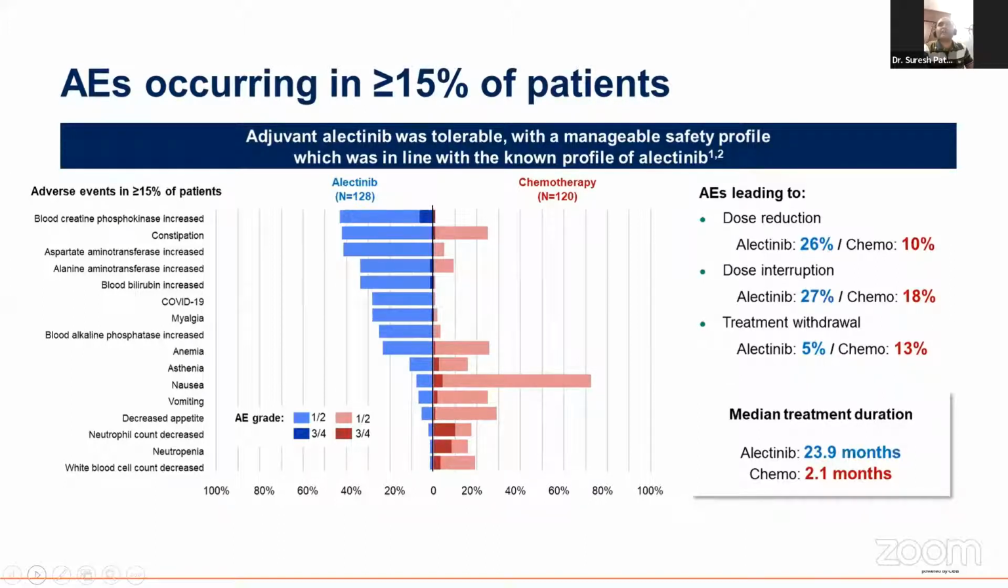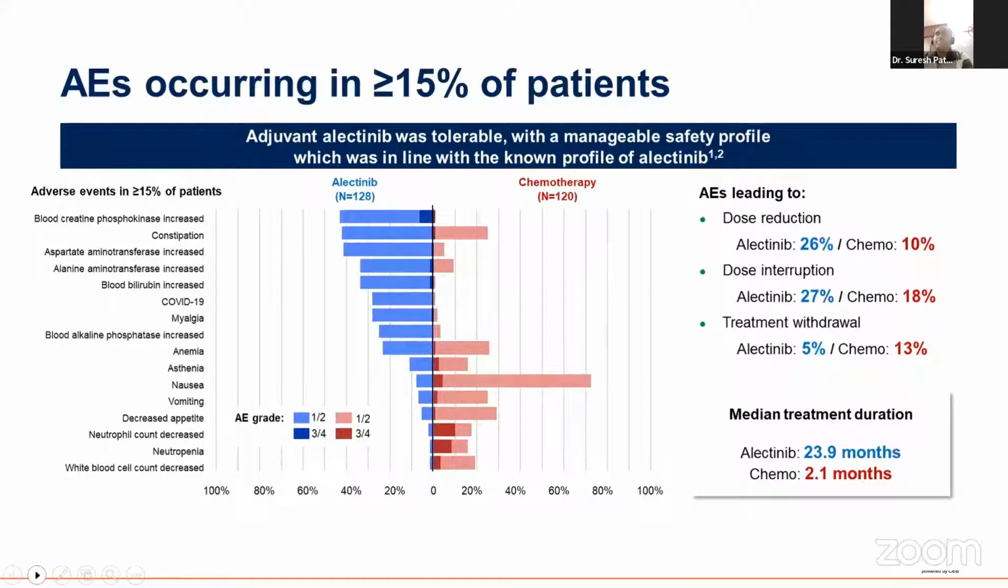When we come to the adverse events leading to dose interruption, it was reported to be 27% in the TKI arm, and it was 18% in the chemotherapy arm. Also, treatment withdrawal cases were found to be higher in chemotherapy, which was 13%, whereas it was only 5% in the alectinib arm. And the median treatment duration was around 24 months in the alectinib arm, and it was only 2 months in the chemotherapy arm.